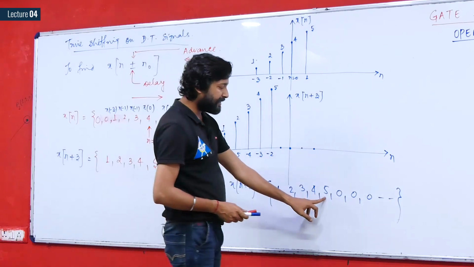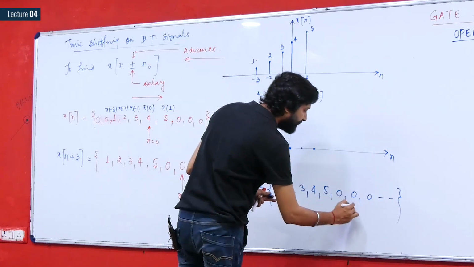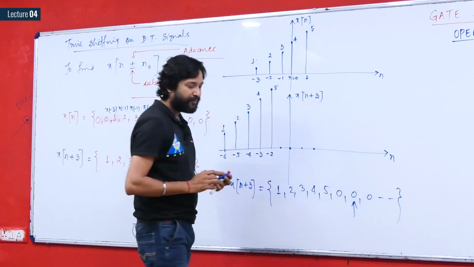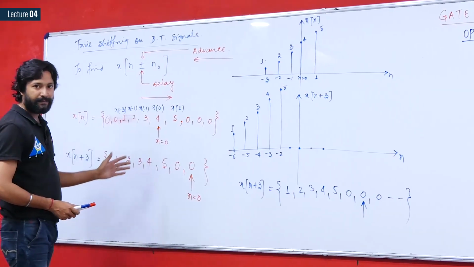This value 5 is at n equals -2. This value will be at n equals -1. So to specify the origin, you have to take an arrow mark. So you can see now, it is the same signal that we have obtained using sequence representation.